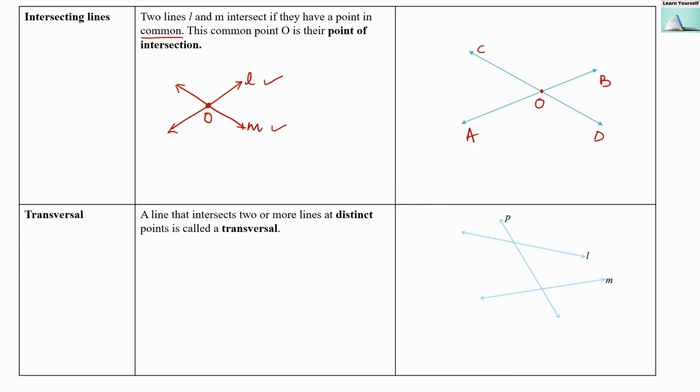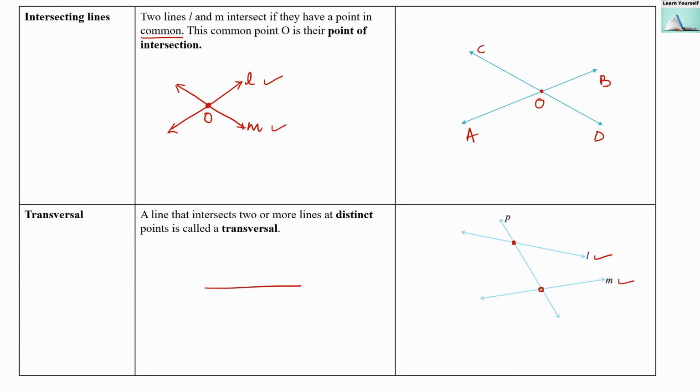So here, as you can see, there are two lines, line L and line M, and line P is intersecting lines L and M at two different points. So that's why this line P is known as a transversal.